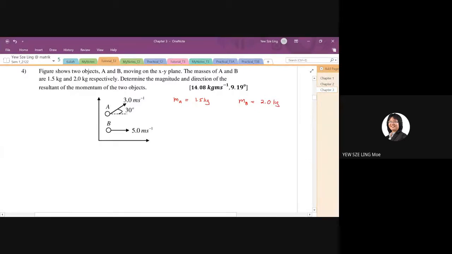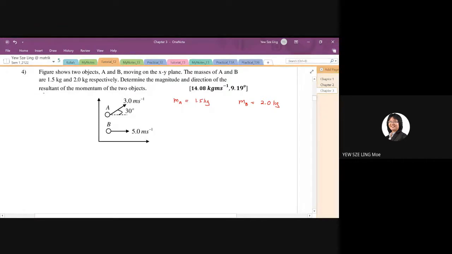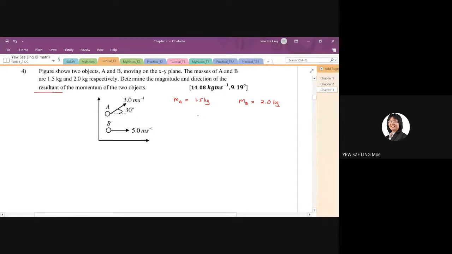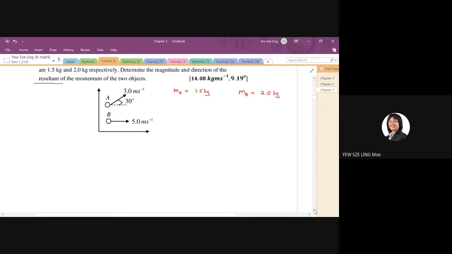Now determine the magnitude and the direction of the resultant momentum of the two objects. How are we going to calculate it? Now we have objects moving in two different directions. We cannot simply add them up. Right, resultant, it wants to calculate the total, the combination of two objects. But now you cannot simply add them up. Why? Because they are moving towards different directions. So what can you do?